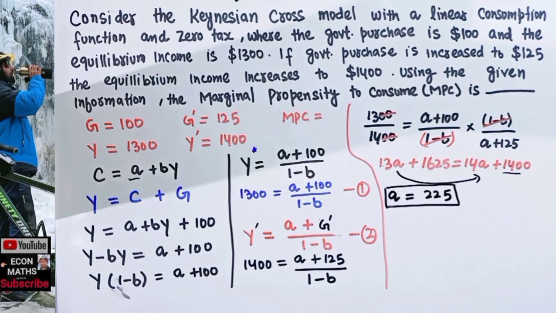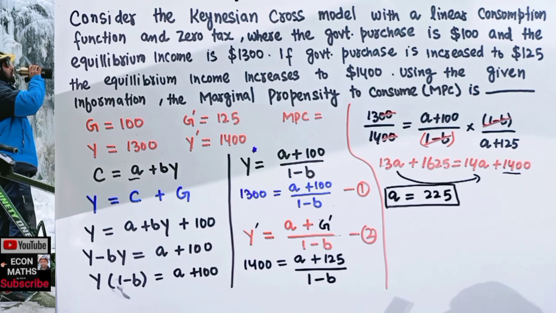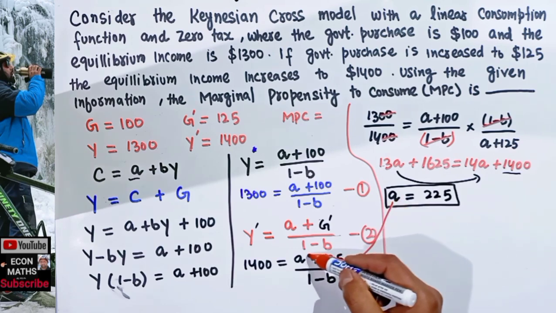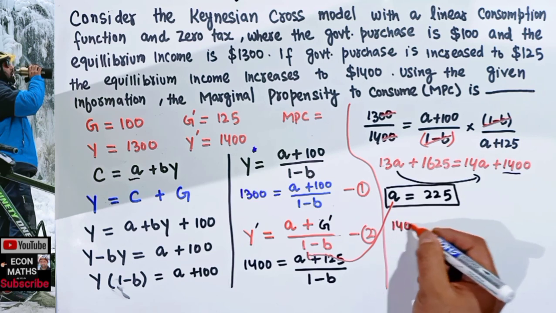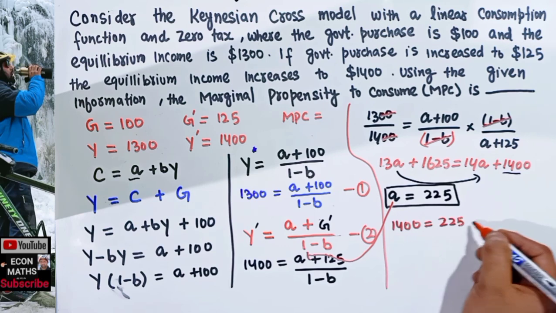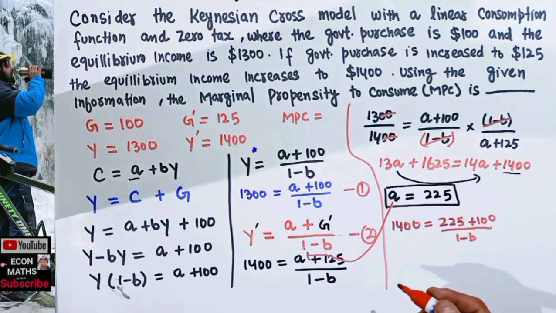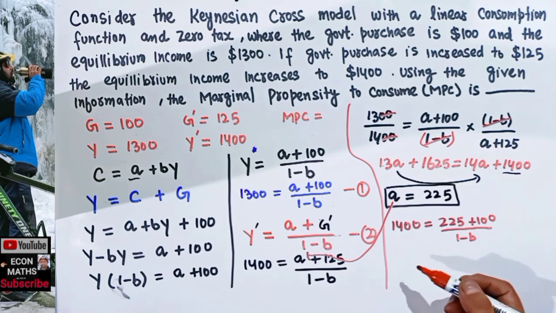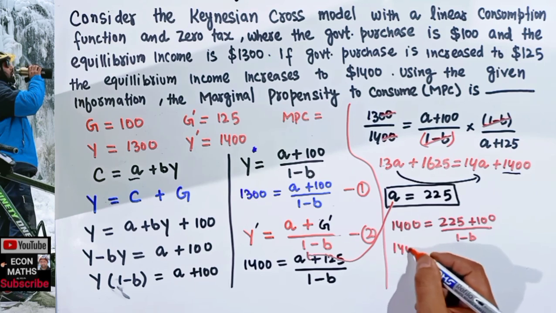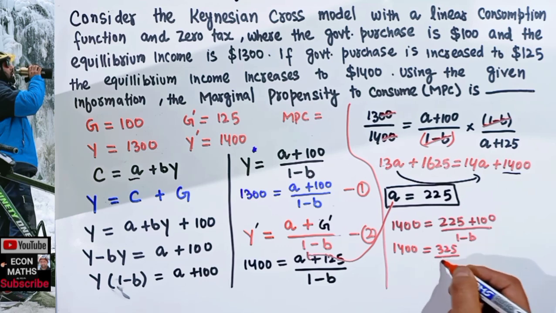Now we need to find out the value of MPC. Simply what we need to do, simply plug the value of A is equal to 225 either in equation first or second. Okay, let's put the value of A in the second equation. So we have 1400 is equal to, A is 225 plus 100, divided by 1 minus B. So solving this, we have 1400 is equal to 225, so this becomes 325 divided by 1 minus B.